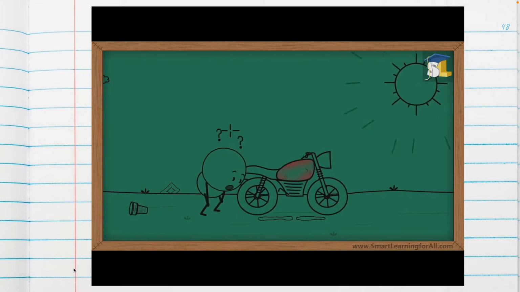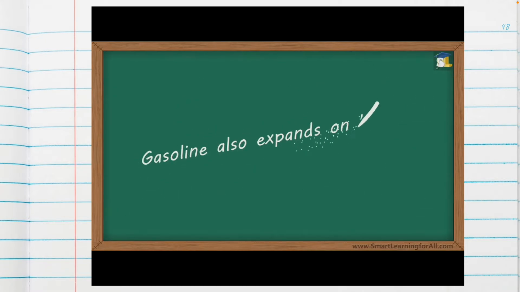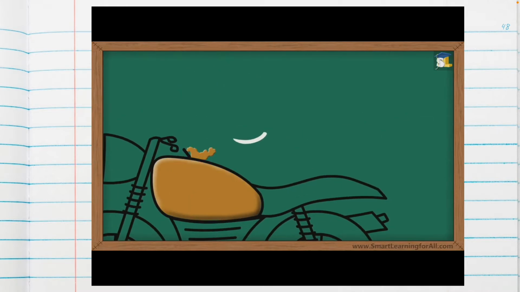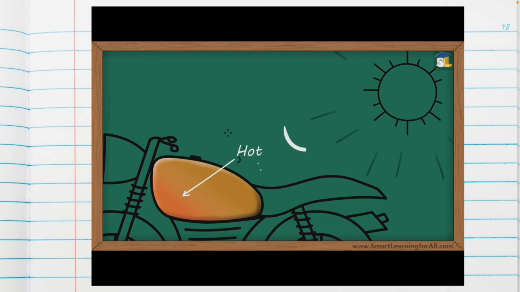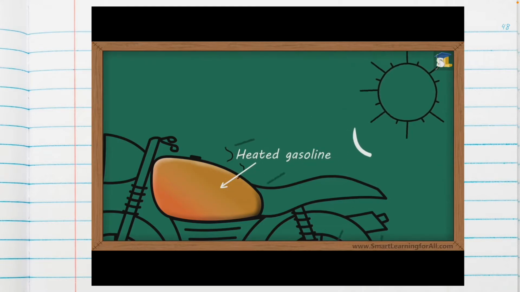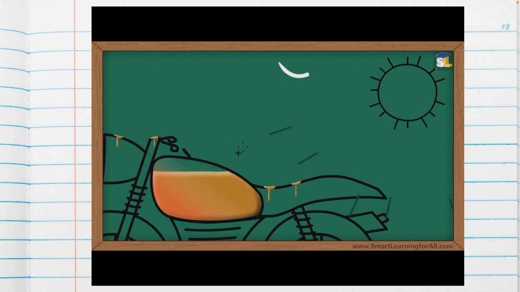You must be thinking how the gasoline came out of the tank, even though it was exactly filled till the brim. Am I right? Gasoline also expands on heating. When the tank was filled till the brim, there was no space left in it. Now, when the bike was kept in the sun, the tank became hot, which eventually heated the gasoline filled in it. As a result, the gasoline expanded. But since there was no space left in the tank, expansion forced gasoline to come out of the tank.